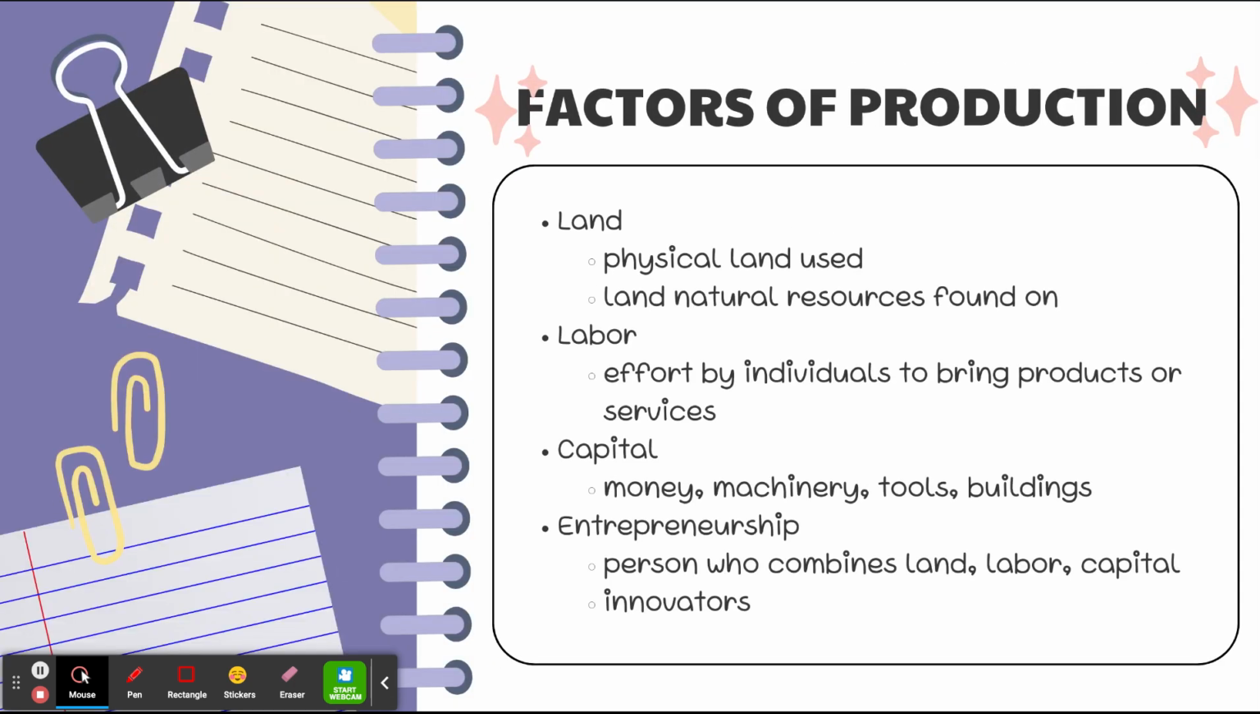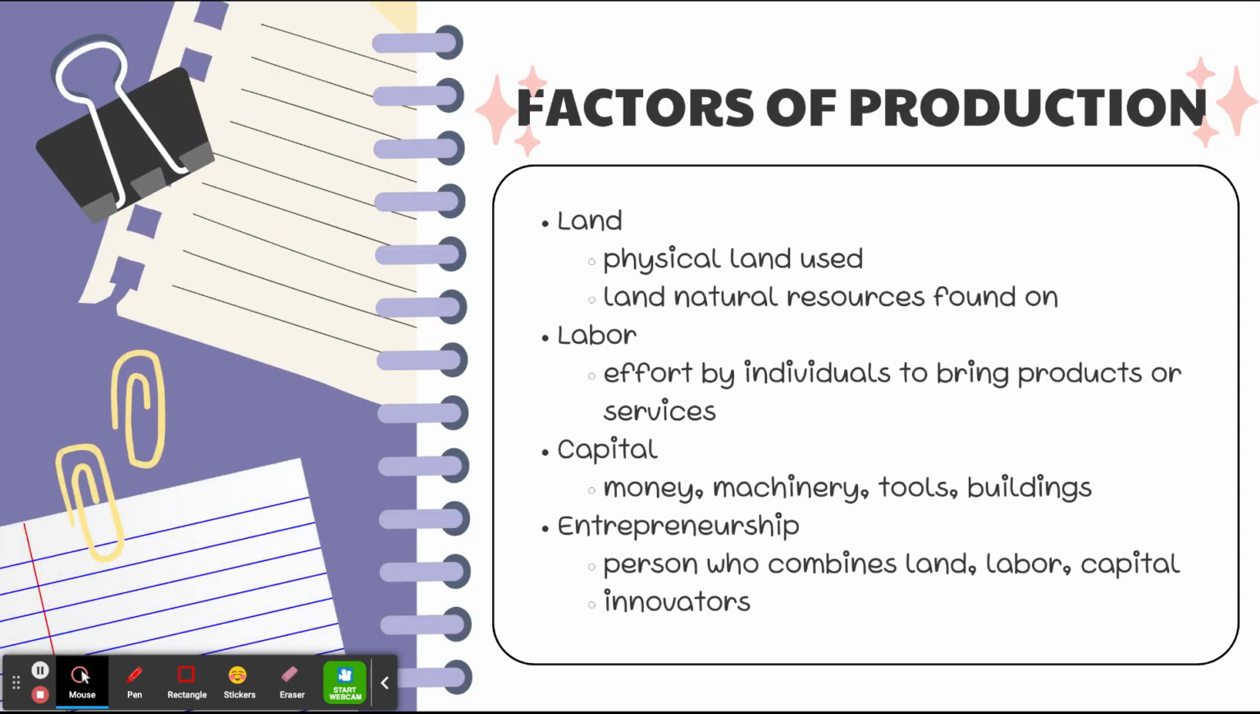First of all, we're going to talk about the factors of production. By definition, there are four different factors of production. They include land, labor, capital, and entrepreneurship. When we're talking about land, especially as time has developed and people have innovated and changed how they do business, it has a pretty broad definition.